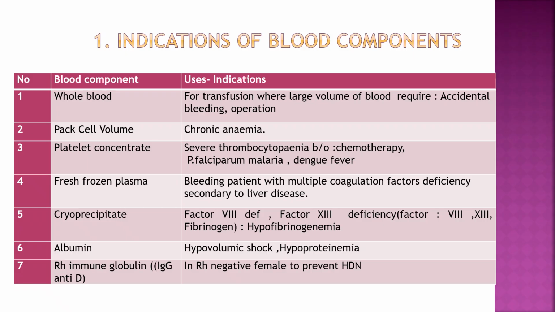Fresh frozen plasma for a bleeding patient with multiple coagulation factor deficiency secondary to liver disease. Cryoprecipitate for factor 8 deficiency, factor 13 deficiency and hypofibrinogenemia. Albumin for hypovolemic shock and hypoproteinemia. Rh immunoglobulin for an Rh negative female to prevent hemolytic disease of the newborn.